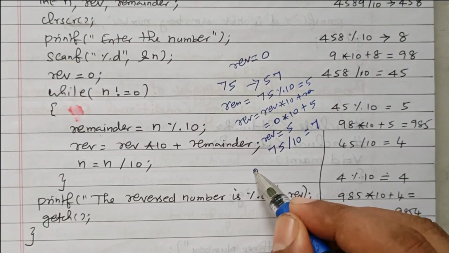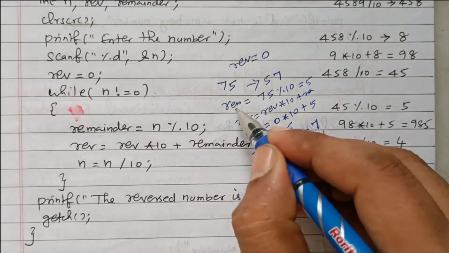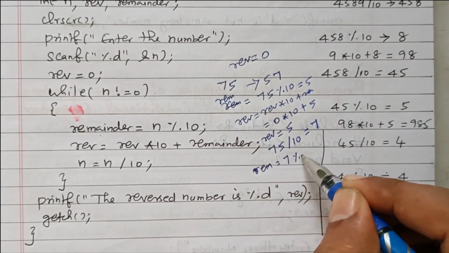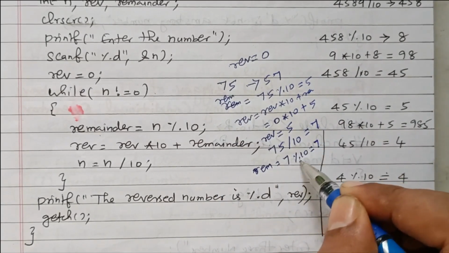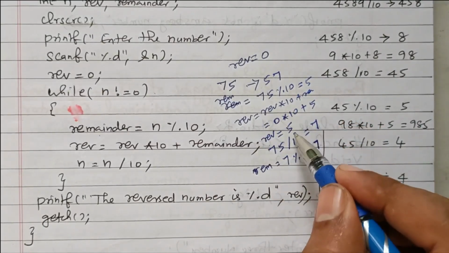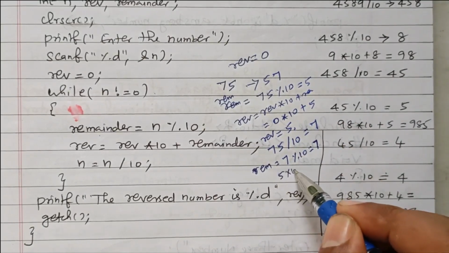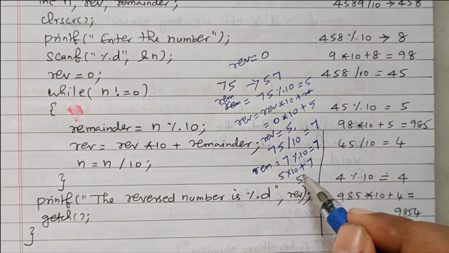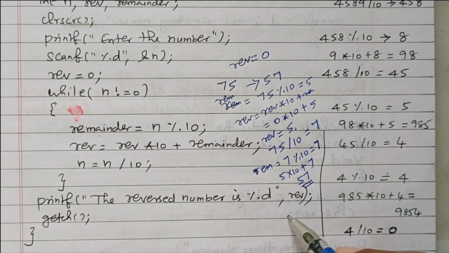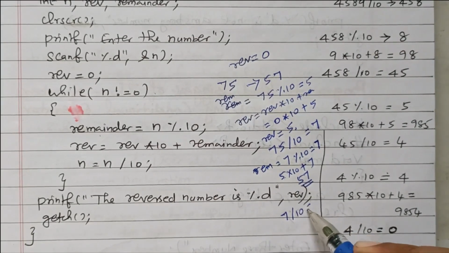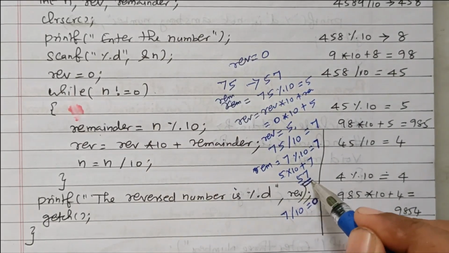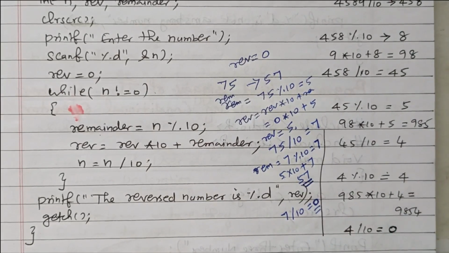We have to find the remainder: 7 percentage 10 is 7. It doesn't go any time, the remainder is 7. We perform this operation: now the reverse value is 5 into 10 plus 7, so 57. This is our required answer. Again we divide: 7 divided by 10 is 0. If it is 0, we can stop the process.